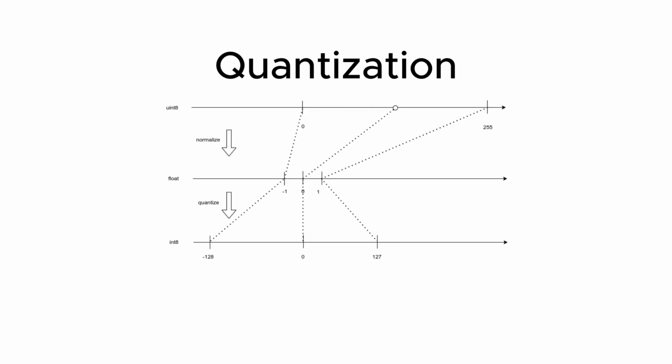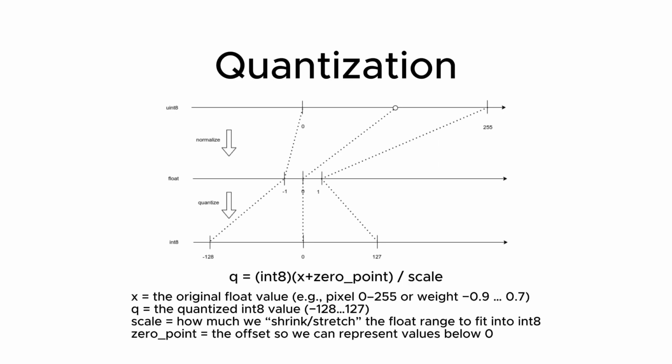As a recap, at the beginning we had unsigned integers in the range 0 to 255. Then we normalized to floats from -1 to 1, and eventually we quantized to integers from -128 to 127. The computation is very simple with the use of scale and zero point.